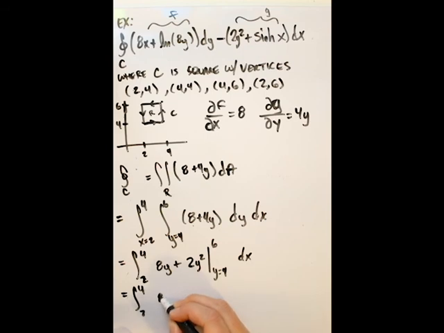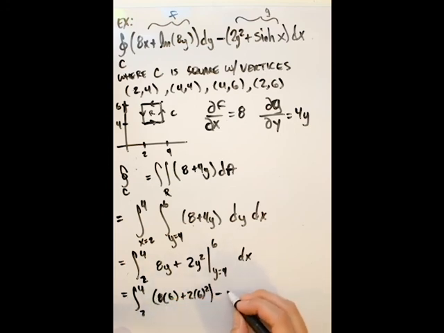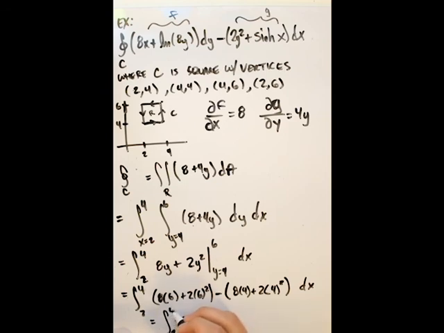We end up with 8 times 6 plus 2 times 6 squared, minus, let's go ahead and give this some parentheses, 8 times 4 plus 2 times 4 squared. If you simplify what's in here, you'll end up with 48 plus 72 minus 32 minus 32. This whole thing becomes 56, integrated from 2 to 4 dx. Okay, so now we just have to finish this off real quick.